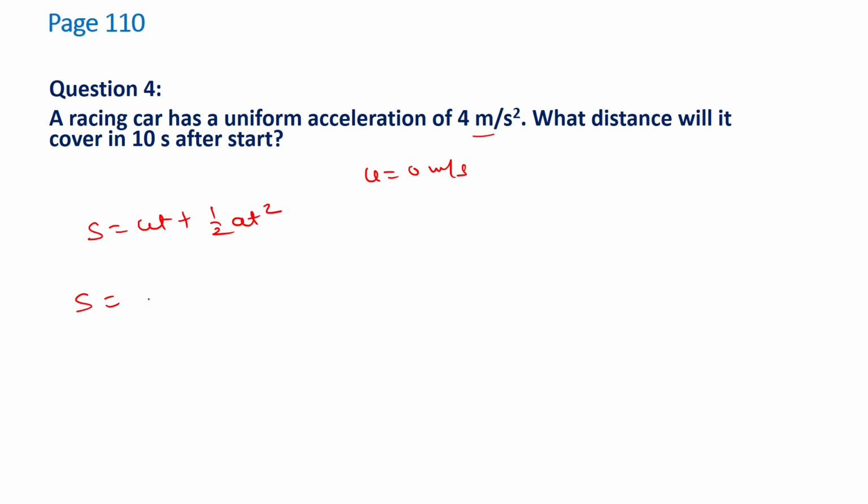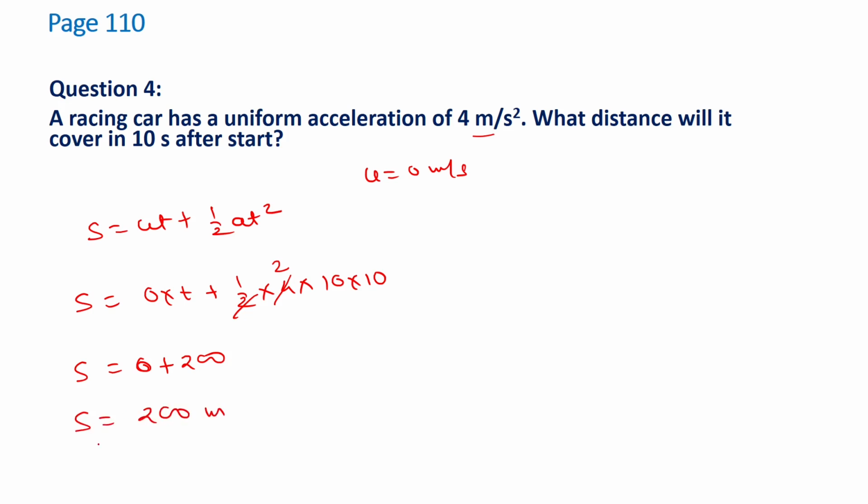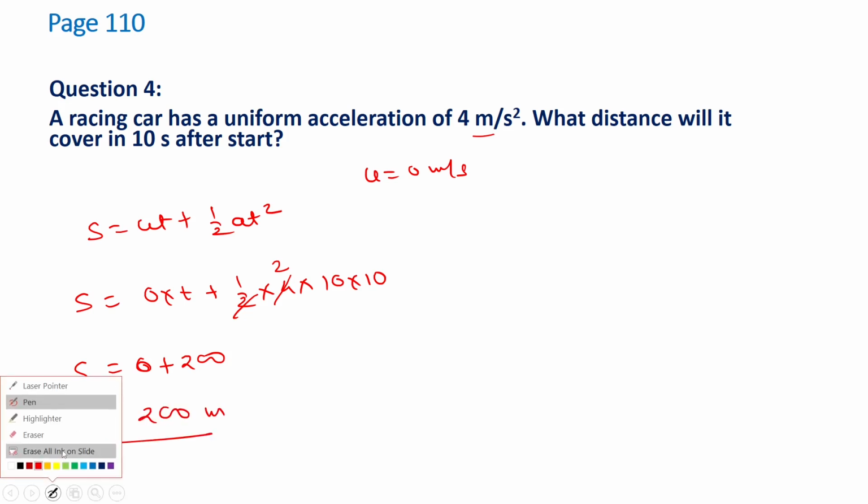So s is equal to 0 multiplied by t plus 1 by 2, acceleration 4, multiplied by time 10 square. 10 into 10 is 100, and the half cancels with the 4 to give 2. So s is equal to 0 into t, which is 0, plus 100 into 2, which is 200. So 0 plus 200 will give us 200 meter. So this is the answer of this question.